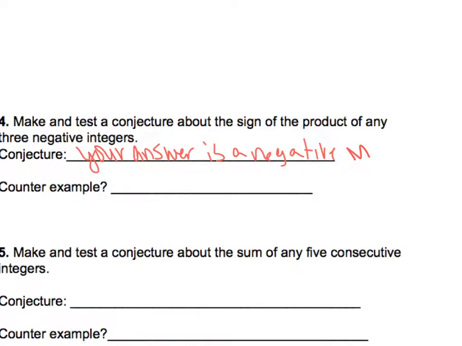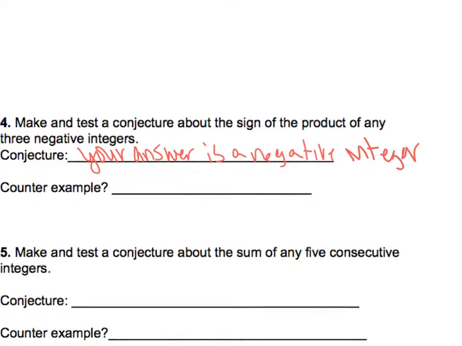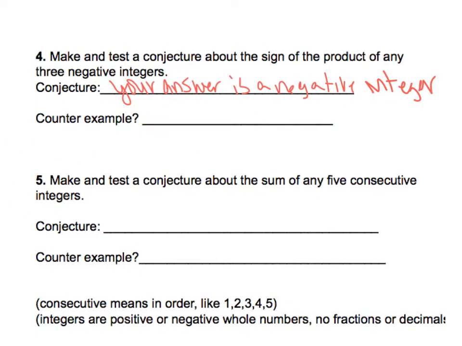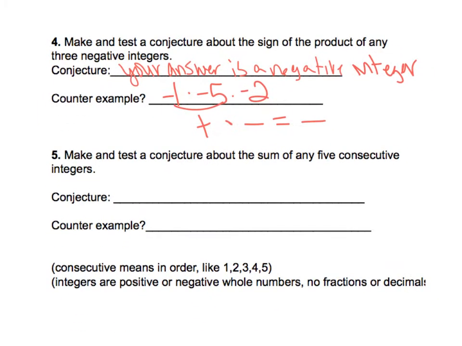You might have had a different conjecture. That doesn't mean it's incorrect. So could we come up with a counterexample to that? Well, anytime I multiply negative integers, 2 of them are going to make a positive, and anytime you multiply a positive times a negative, you always get a negative. So anything that I can think of, I cannot come up with a counterexample, which is fine, which means my conjecture is true, but maybe your conjecture was something different.